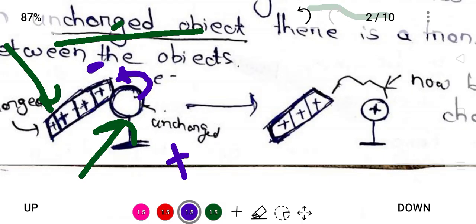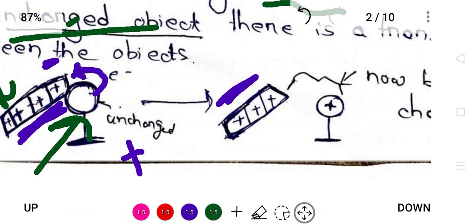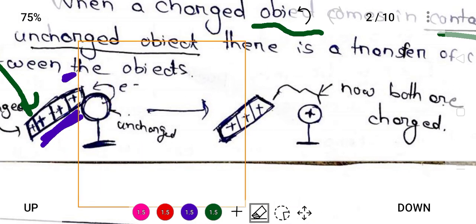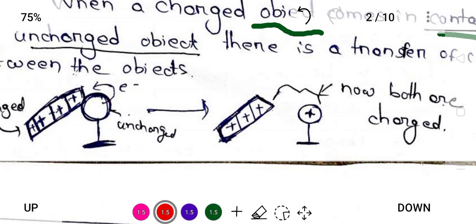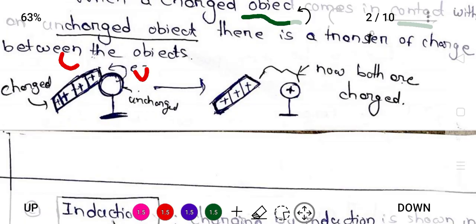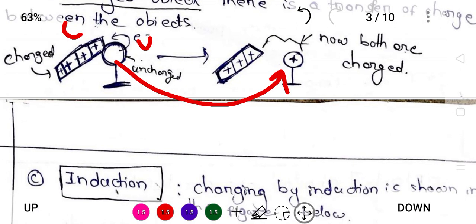The charge will decrease by 1 unit. So here there are 4 plus signs, here there are only 3 plus signs. So what do you understand? When we make physical contact of a charged object with an uncharged object, electrons are transferred, meaning there is charging. Now you can see the uncharged one has become charged. This is another method of charging.